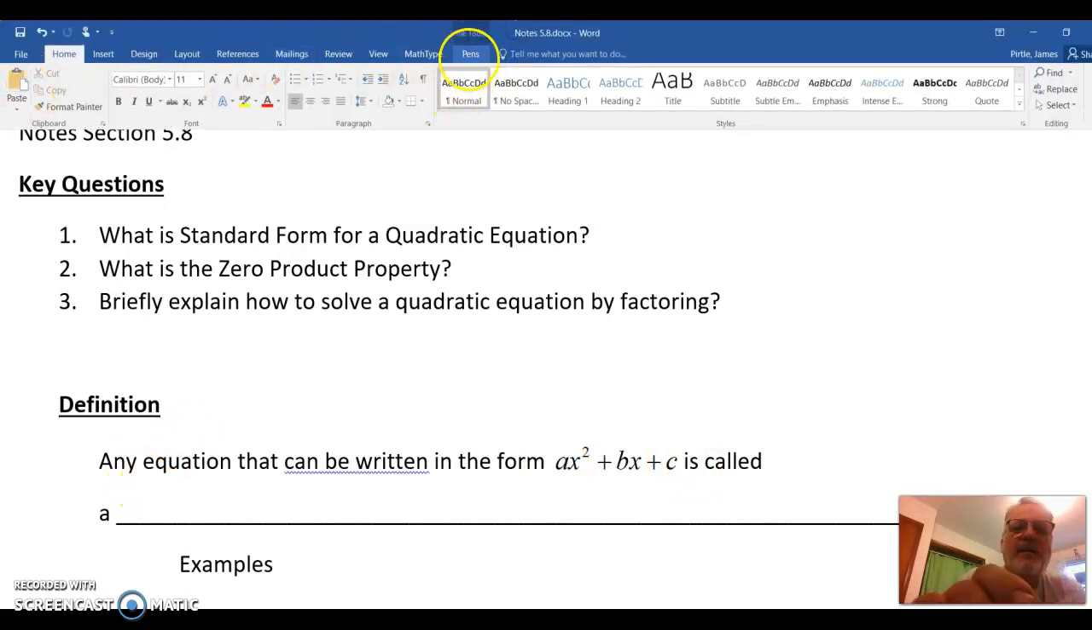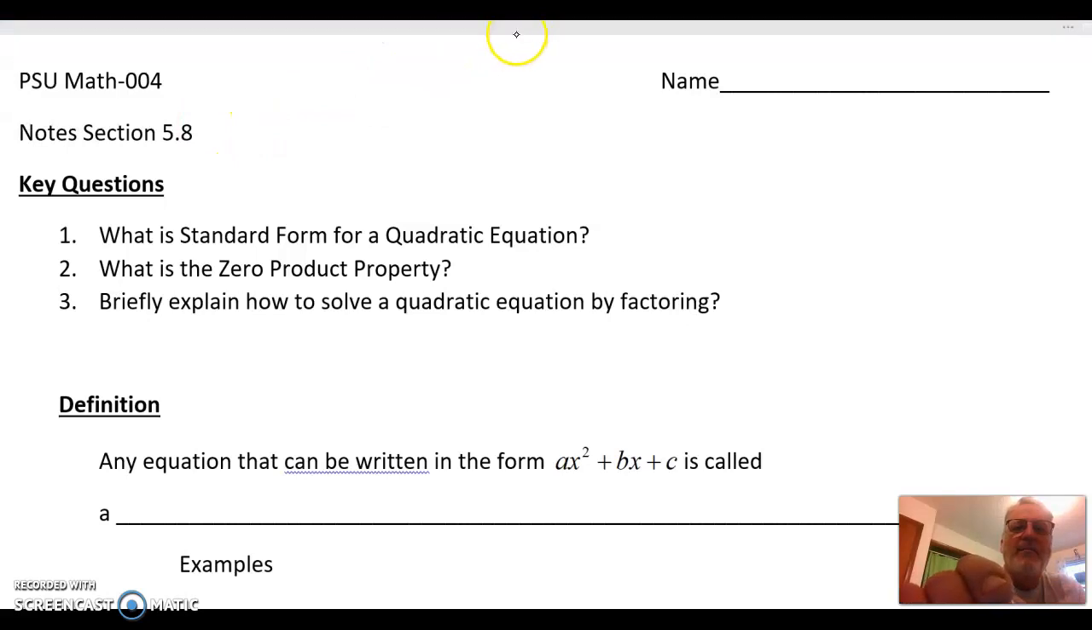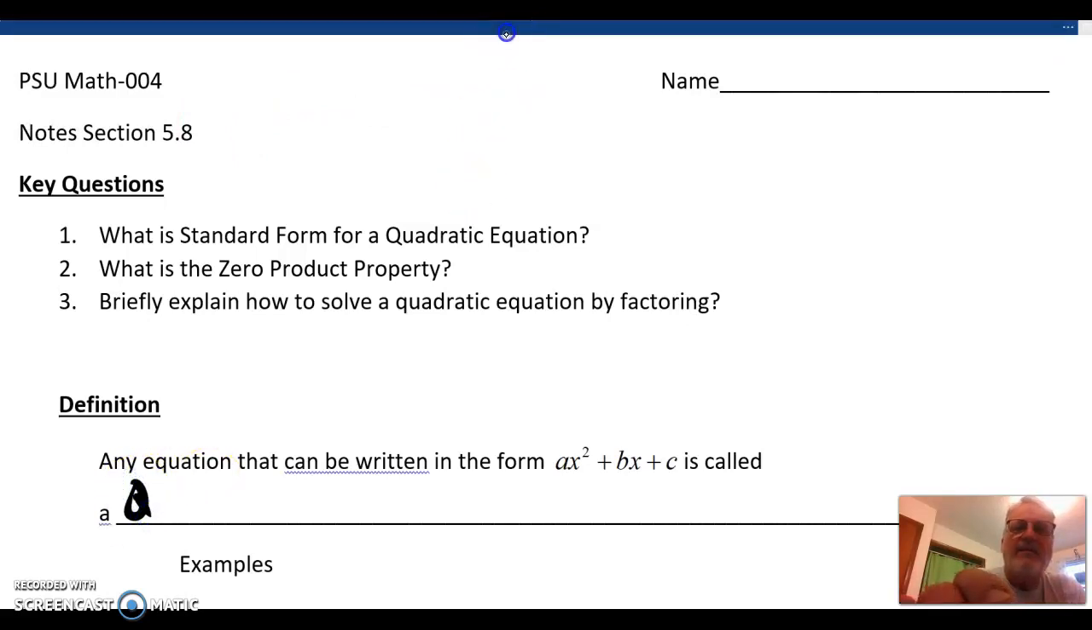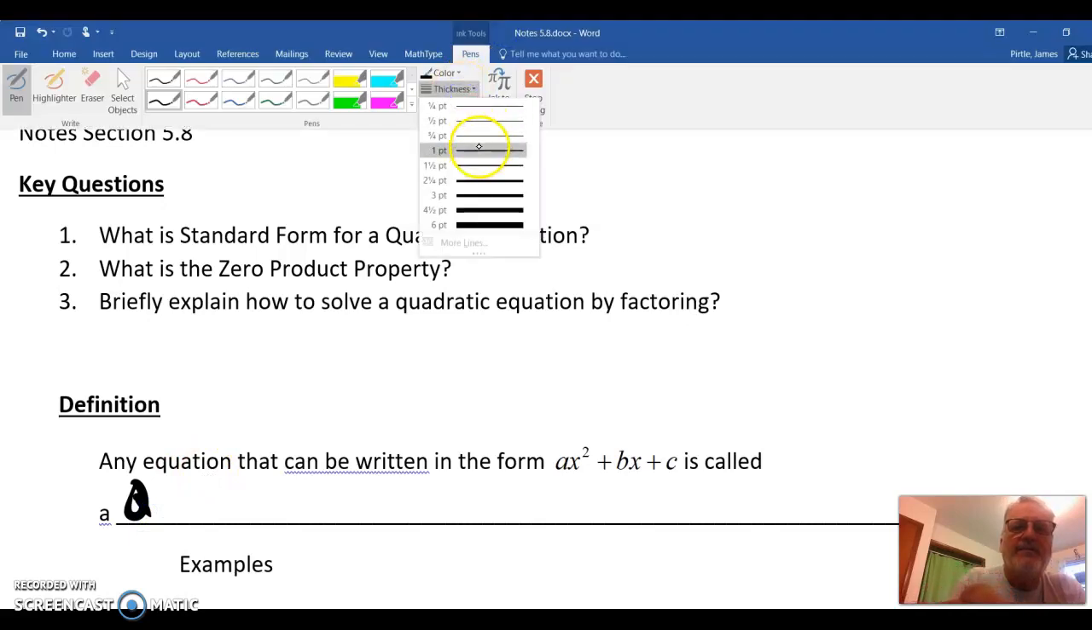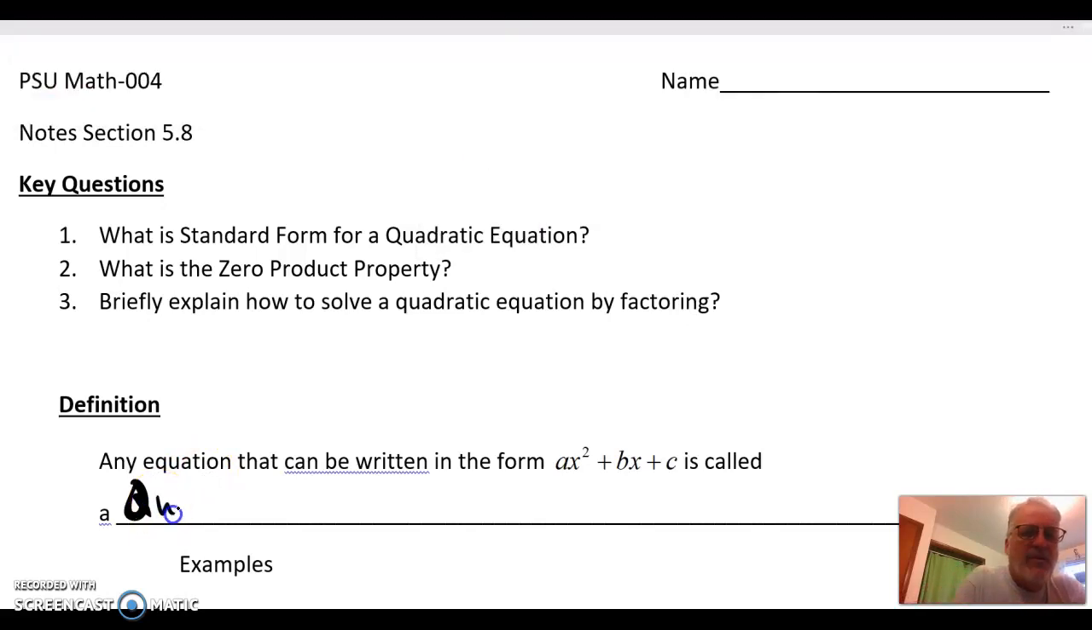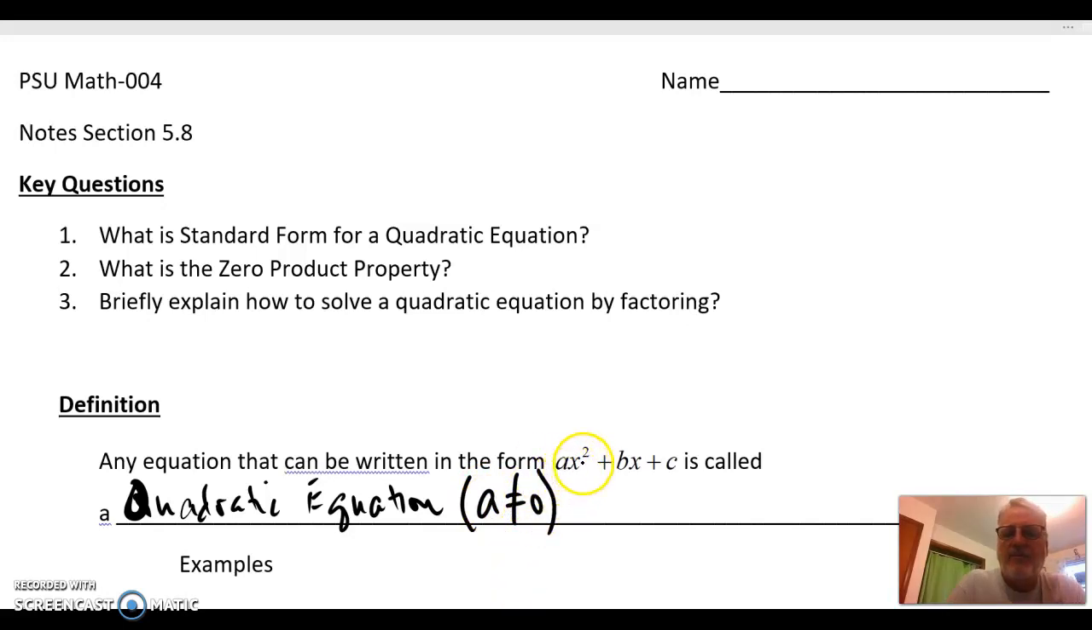So I want to get my pen, and that's way too thick. Quadratic equation. And the key here is also that a cannot be equal to 0. That's just a mathy thing. That a can't be 0 because 0 times anything would be 0, and that whole x squared would go away. And that's the important part.